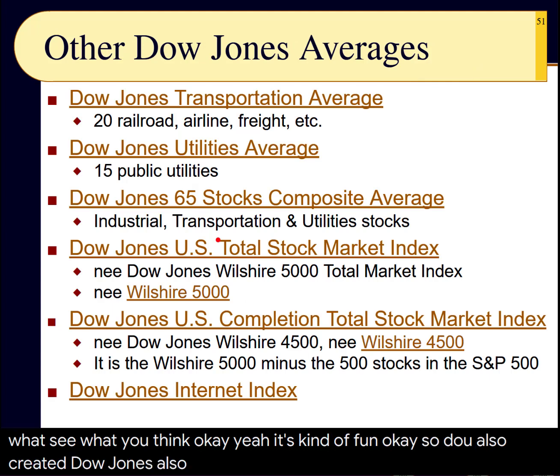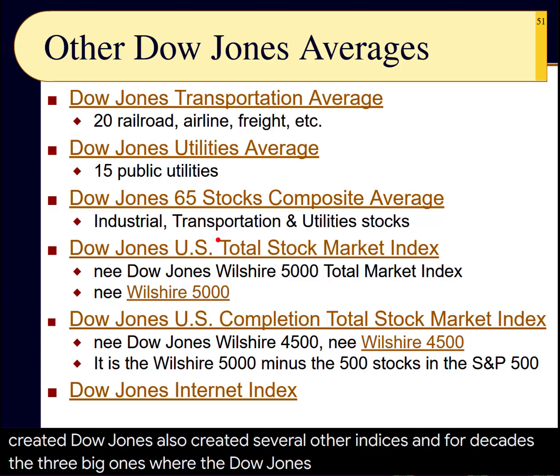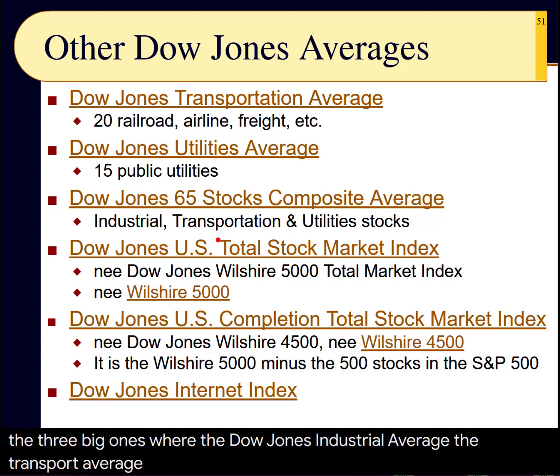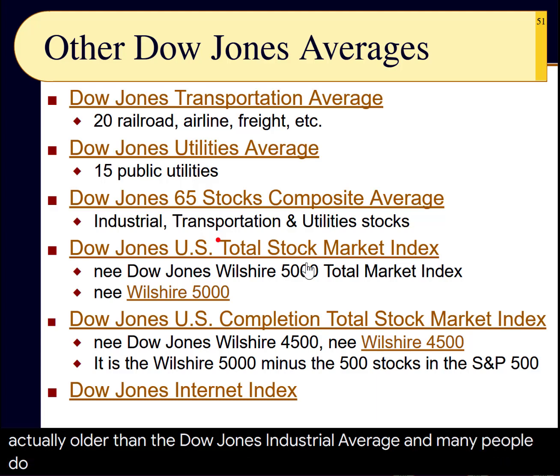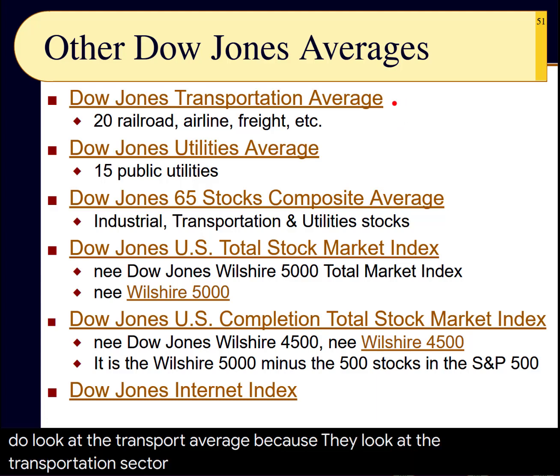Okay, so Dow Jones also created several other indices. And for decades, the three big ones were the Dow Jones Industrial Average, the Transport Average, and the Utilities Average. Actually, the Transport is older than the Dow Jones Industrial Average. And many people do look at the Transport Average because they look at the transportation sector as a proxy, as a leading indicator for what's going on with the economy.